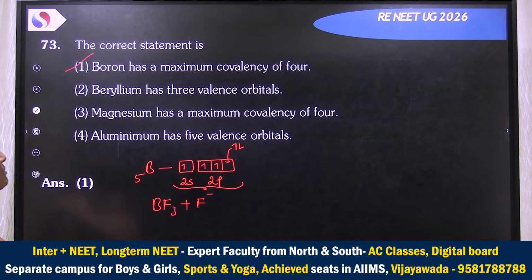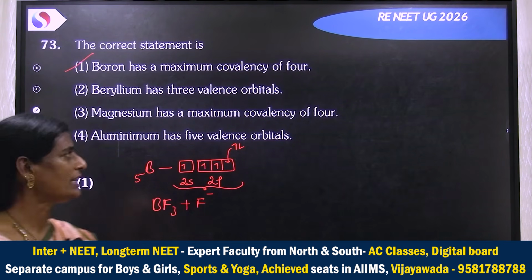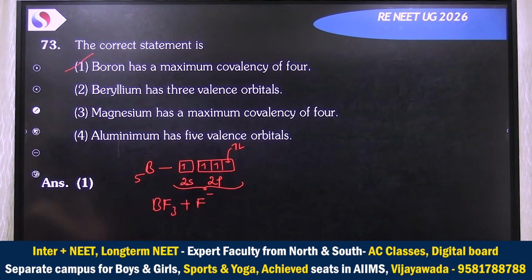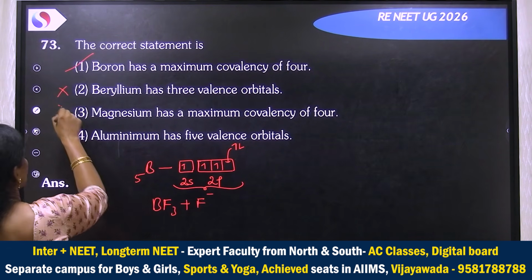Magnesium has a maximum covalency of 4. Magnesium can extend its covalency beyond 4. It can show covalency up to 6 due to the presence of vacant d orbitals in its outermost shell. So it is also a wrong statement.